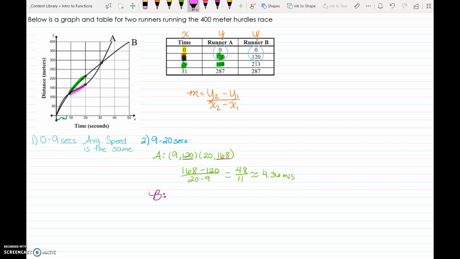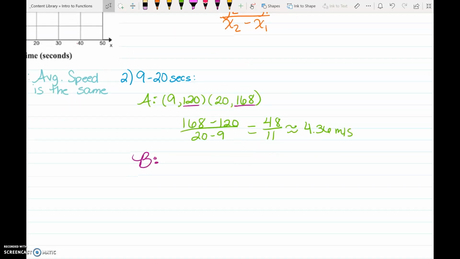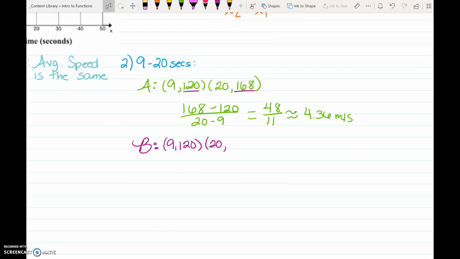So runner B from 9 to 20 seconds is at (9, 120) and (22, 213). So again, still starting at (9, 120), but ending at (22, 213).